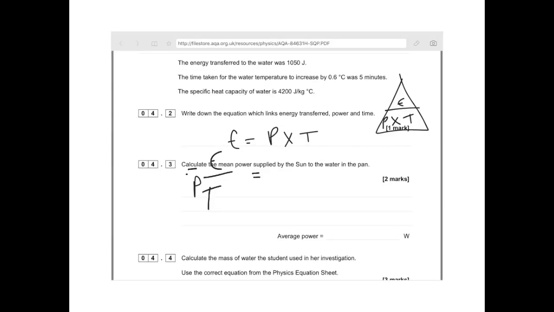And we've got our energy here. It's 1050 joules divided by time, which is 5 minutes, but that's not the SI unit of time, it's seconds, so we have to times that by 60, don't forget that. And we've got an answer here which is 3.5 watts.